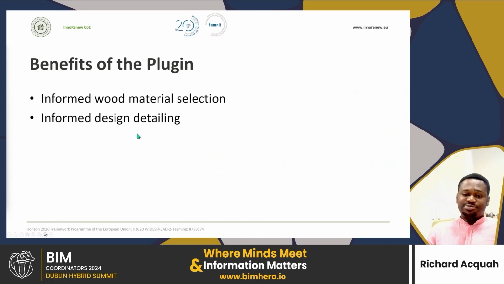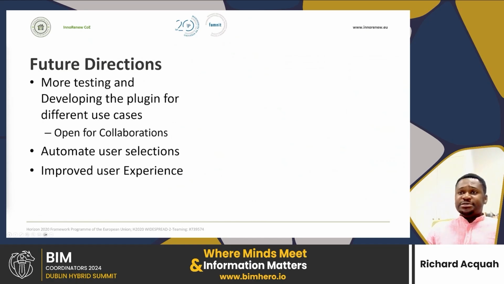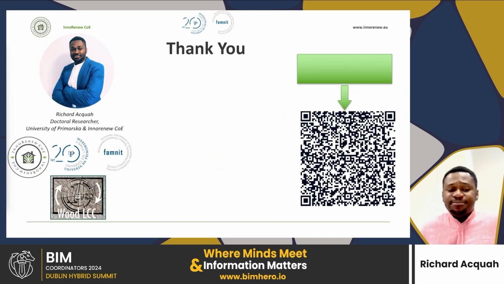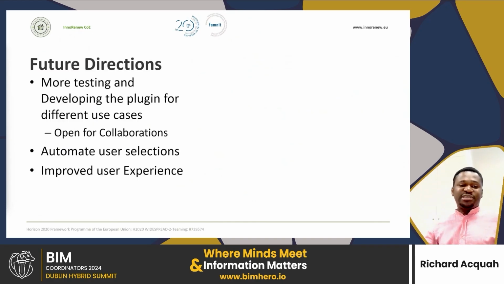Yeah. So directions for future, we plan to do more testings on this plugin and also keep developing this plugin for different use cases. Currently, as I mentioned, this can be used for the wooden facade and also other wood frame construction. And we would want to in the future automate the user selections so that everything will be automated and the user will not have to click a lot of buttons, and also to improve the user experience.